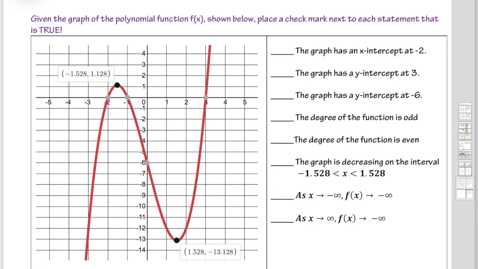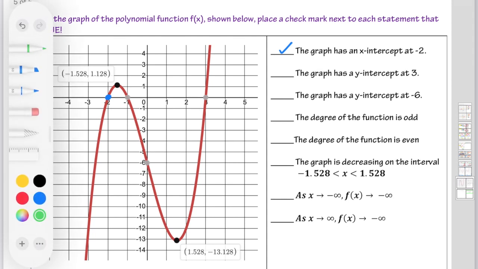Okay, last page. So given the graph of the polynomial function, place a check mark next to each statement that is true. So we're just going to go through each one and see whether it's true. First one says the graph has an x-intercept at -2. So an x-intercept at -2 would be right here, and it looks like it does. It is touching the x-axis at -2, so we'll put a check there.